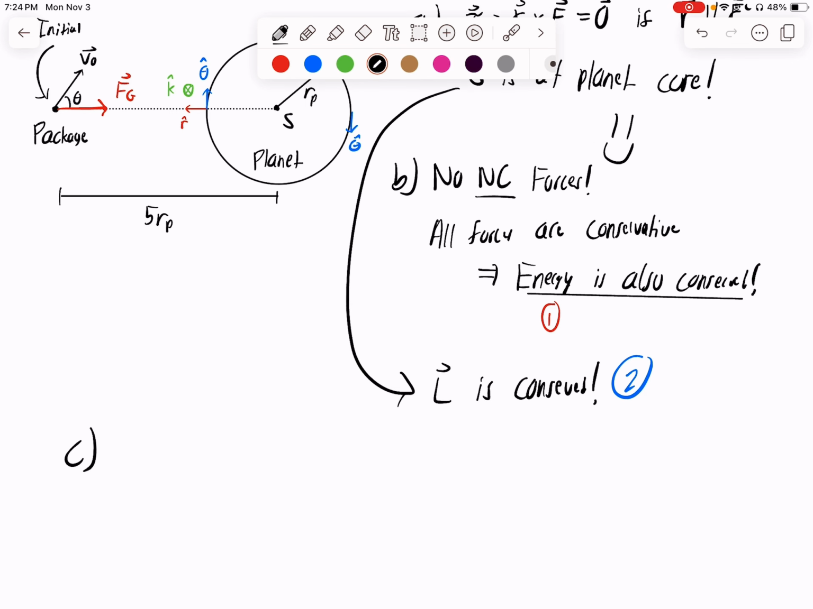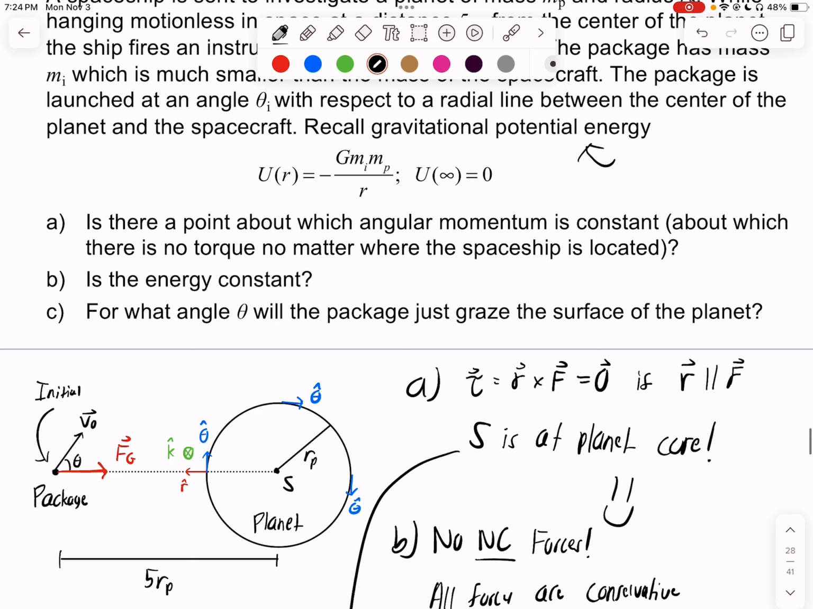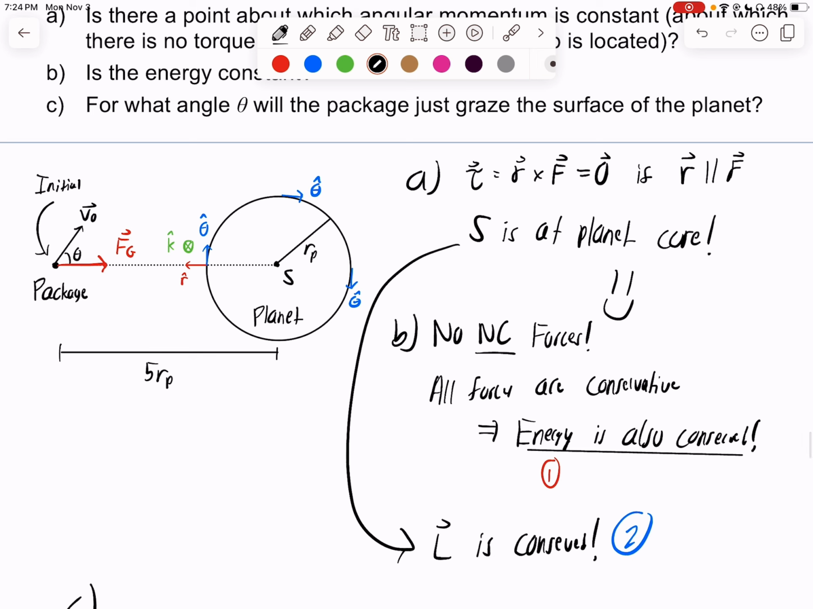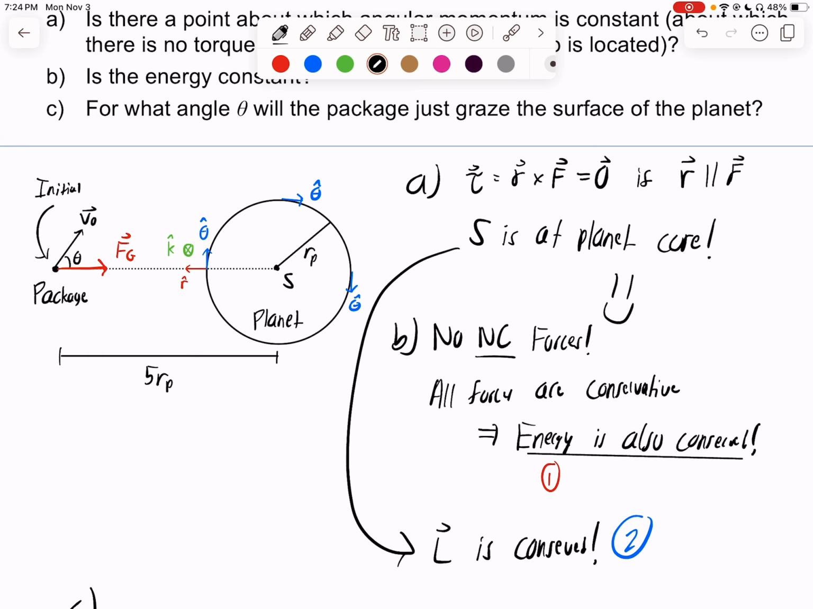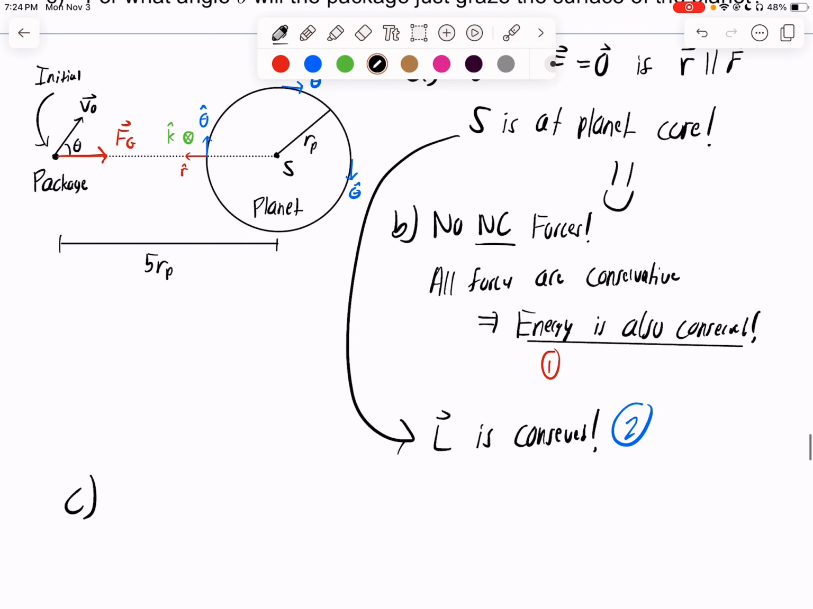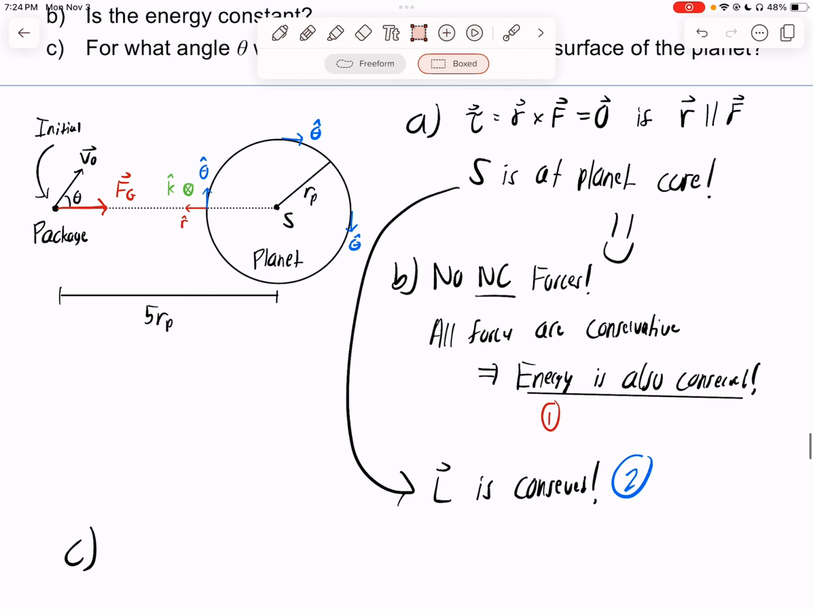So part C is finally asking, for what angle theta will the package just graze the surface of the planet? Well, since we have two conservation equations, we can pick the initial and final states to compare between these two. So we already drew out the initial state.